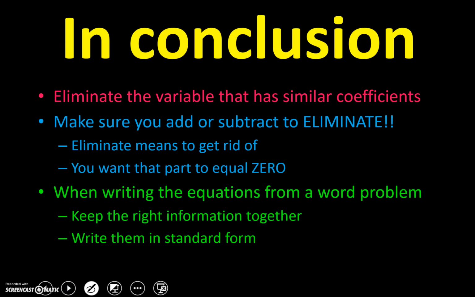In conclusion, we want to eliminate our variable that has similar coefficients. Same signs subtract, different signs you add, and our goal is to eliminate the variable. Again, we want that one to be 0, so that's how we're choosing the difference between adding or subtracting. When you're writing an equation from the word problem, keep the right information together. Make sure you're writing in standard form.